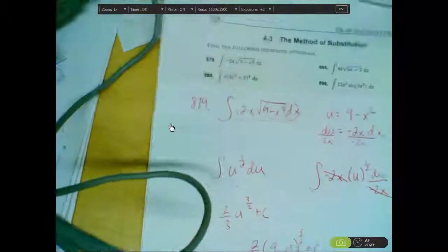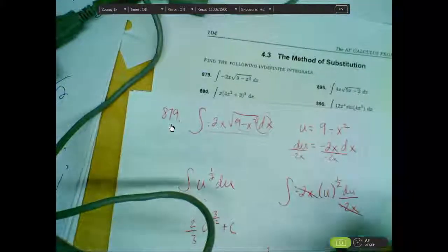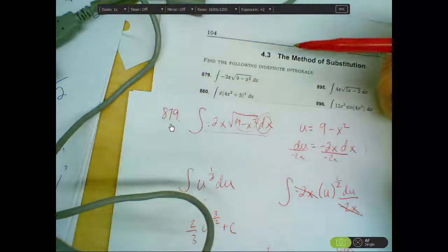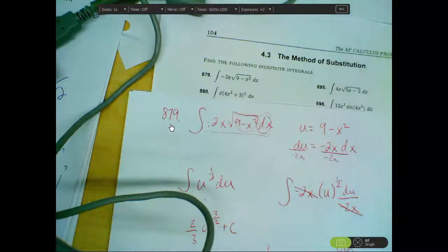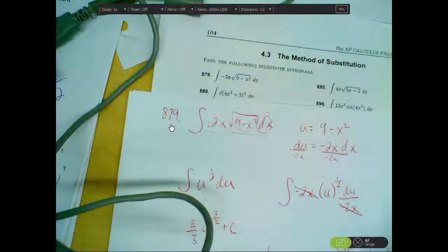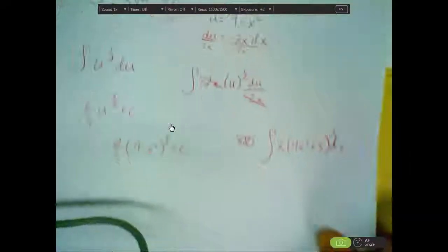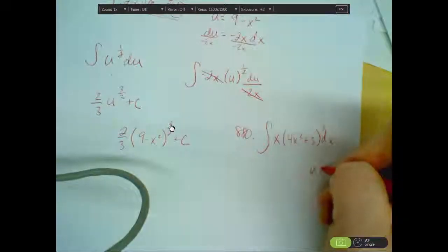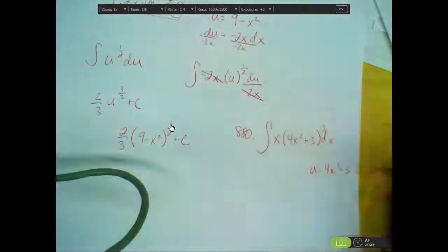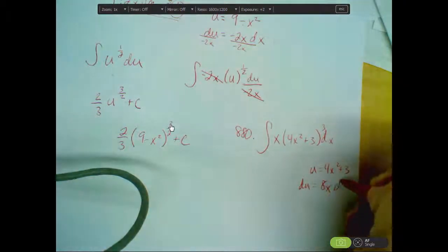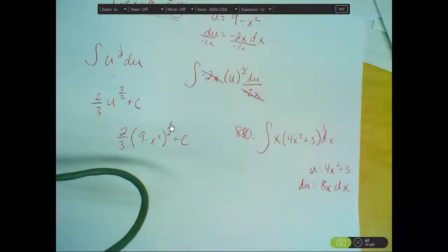Don't complain, don't whine. You can do this. 880. There's 2 functions here, x and 4x squared plus 3. Well, obviously you're not going to let u be x. That would be too easy. So we're going to let u be 4x squared plus 3. Okay, I'm over here now. I don't have enough room. So u equals 4x squared plus 3. du is 8x dx. Get it?